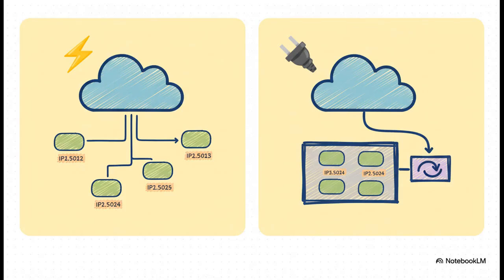You really have two main choices here. Kubenet is the simpler, more basic option. But for any serious enterprise-level setup, you're going to use Azure CNI. The big deal with CNI is that every single pod gets its own real IP address directly from your Azure virtual network.